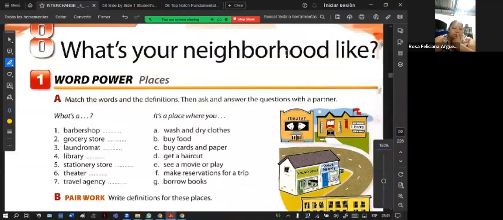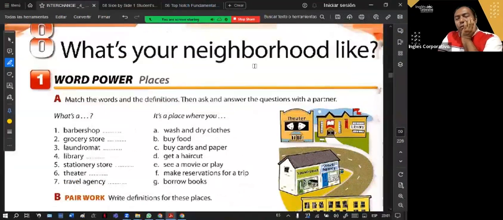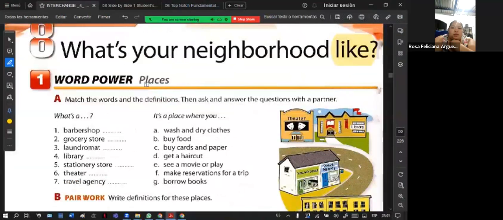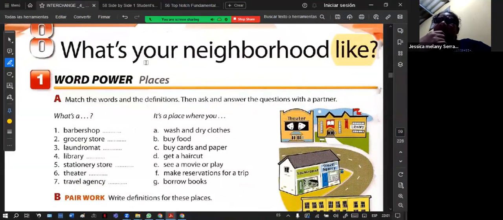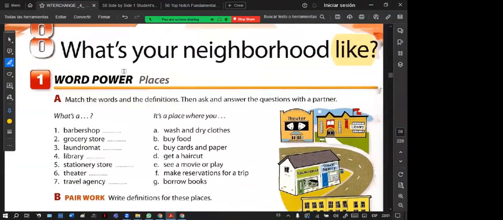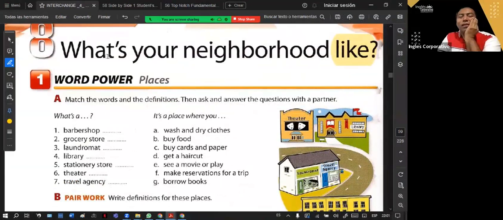What's your neighborhood like? ¿Qué significa? What's your neighborhood like? En este caso, like no es como gustar, ¿verdad? Vecindario. ¿Te gusta tu vecindario? No. ¿Cómo es tu vecindario? En este caso, cuando like está al final, no significa gustar, significa cómo.